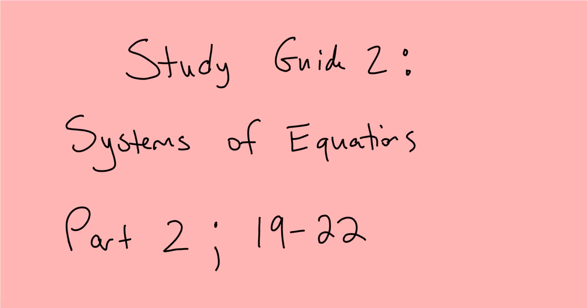Alright guys, real quick, we're just going to go over Study Guide 2, System of Equations. This is part 2, it's just the last 4 problems. So, the first 2 are going to be elimination that are not lined up.